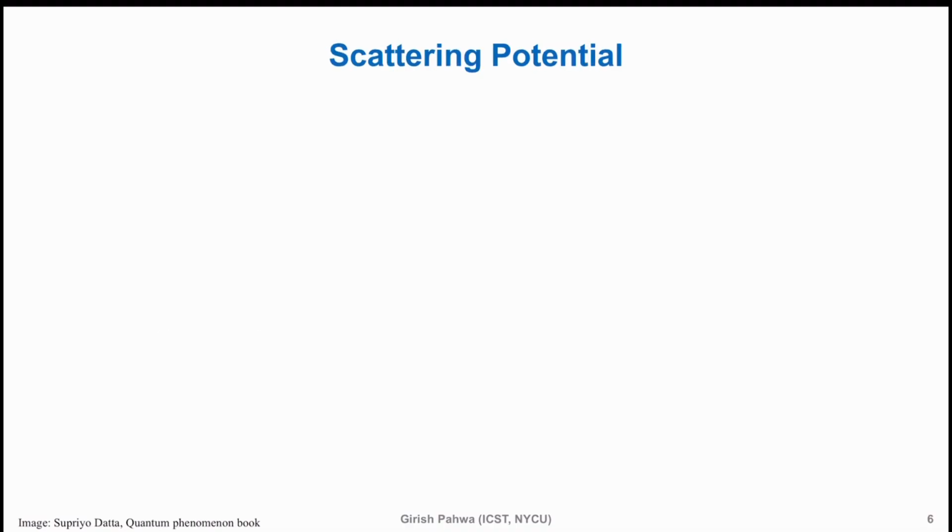So the next topic is scattering potential. Whatever picture we saw till now was an ideal picture. We saw that if you apply some potential, the potential energy will decrease, kinetic energy will increase, and it will increase forever. Keep decreasing the potential energy, kinetic energy keeps increasing. But in reality, that's not how the transport happens.